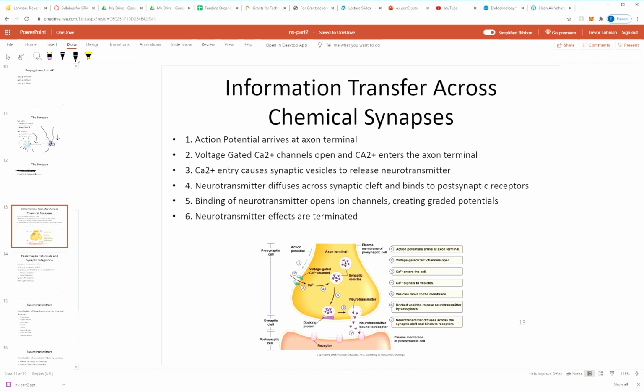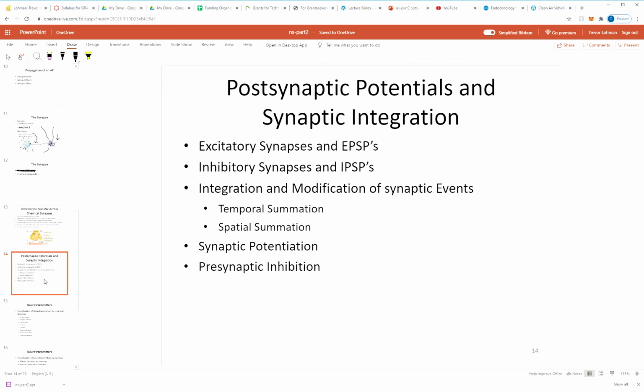Binding opens those channels, creating a graded potential. And then very quickly after the action potential from the presynaptic neuron has reached the end of the axon, that neurotransmitter is reabsorbed, unless there's continuous stimulation, in which case the neurotransmitter stays in the cleft. That's part of how you influence stimulation strength, by the frequency of action potentials. But anyway, the neurotransmitter is reabsorbed and the effects are terminated.